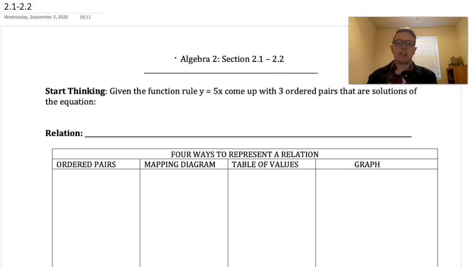Chapter 2 is going to deal mainly with graphing and equations. So we're going to start, of course, with something that has to do with none of that, at least none of that in name. Sections 2.1 and 2.2 have to do with relations, functions, and direct variation.